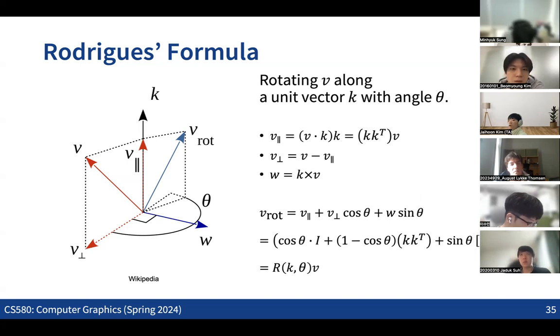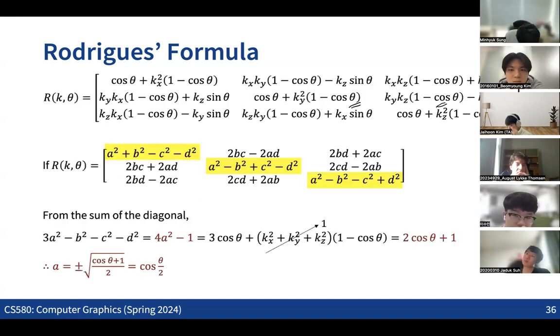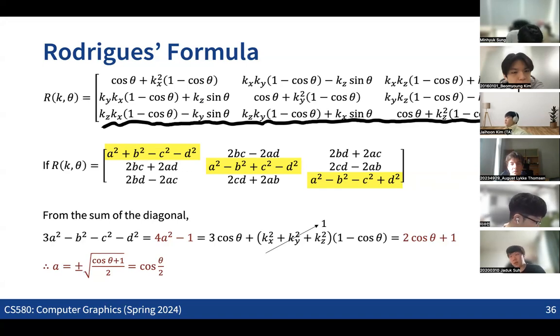So from this formulation, what we can say is that given the rotation axis k and the angle theta, we can derive the 3x3 matrix form of the rotation, which is basically derived from the rotation axis k and the rotation angle theta. Check this out yourself later.